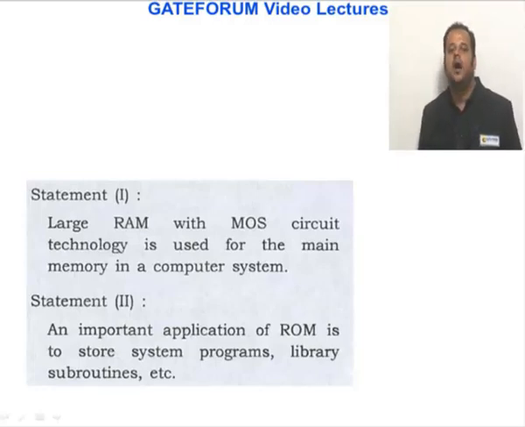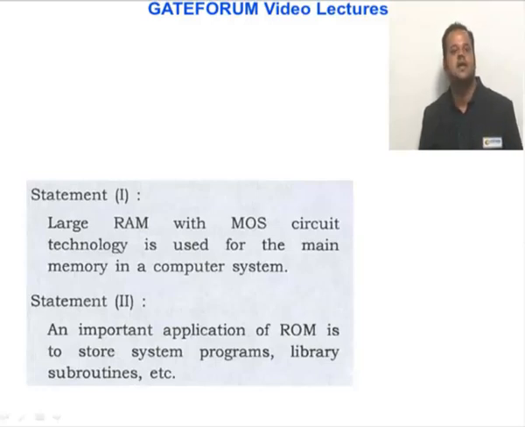Second statement: an important application of ROM is to store programs, libraries, subroutines, etc. Yes, that is also true, because these system programs, libraries, and subroutines are permanent things. You don't want those to be changed frequently. Whenever a permanent thing has to be stored, we of course prefer ROM, because that is a permanent memory. So the second statement is also true.